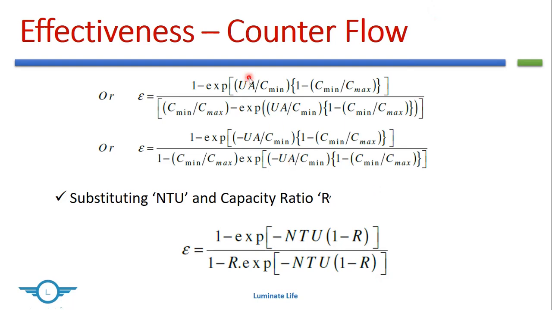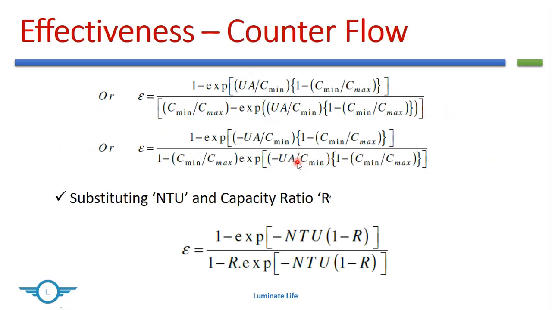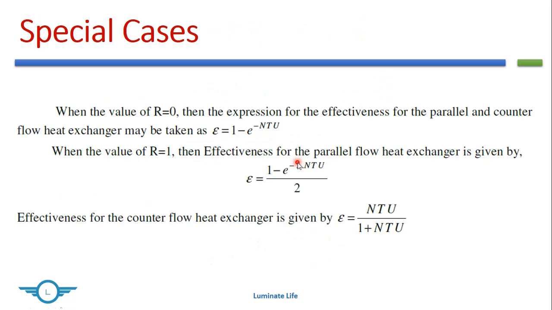Alright, so now we have effectiveness for parallel flow and counterflow. Likewise, we can derive effectiveness for different cases like shell and tube and cross-flow heat exchangers. Adding to this, there are some special cases where the values of R in this equation will be different. When R is 0, we take the effectiveness as 1 minus e raised to minus NTU. When R is 1, for parallel flow we will have this equation, and for counterflow we will have this equation.